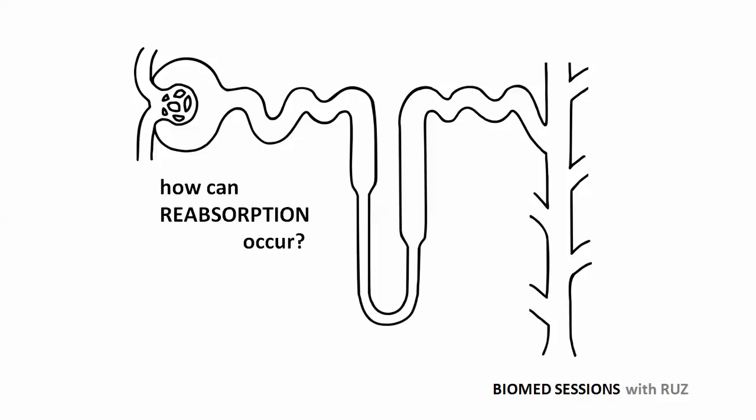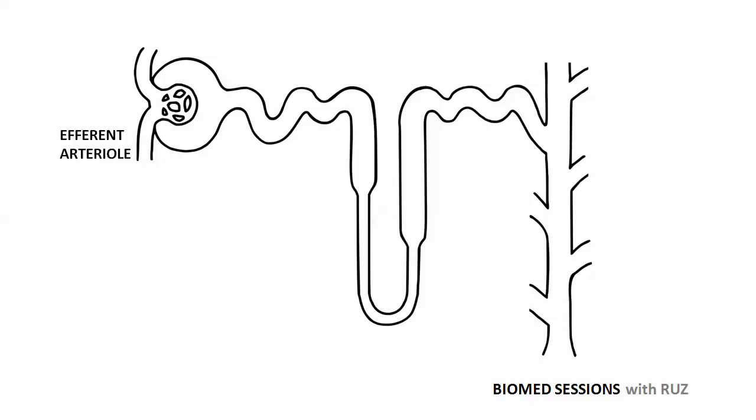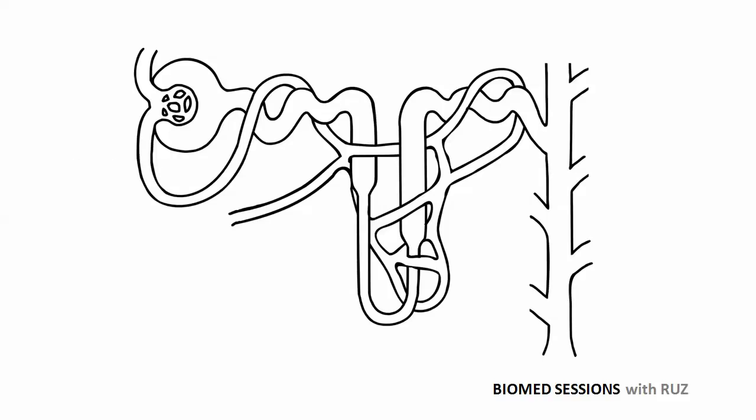But how can reabsorption occur? Well, the efferent arteriole doesn't just end there. It branches out to form capillaries which surround the tubules of the nephron. Reabsorption is the movement of substances out of the tubules across the surrounding interstitial fluid into the blood of the capillaries. Now, whilst we're on the topic, we might as well discuss secretion, which occurs in small amounts in the nephron. This is the process whereby substances move from the blood through the interstitial fluid into the tubule.